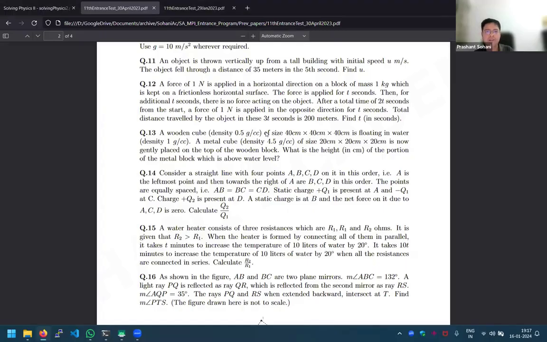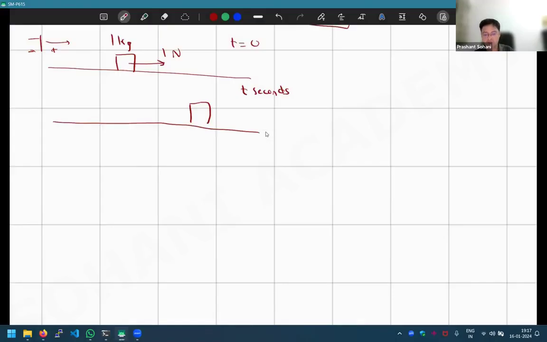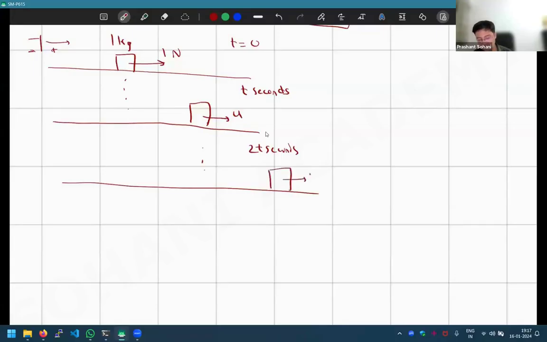Then for additional t seconds, there is no force acting on the object. During the first period, the object is going to gather some velocity, so at this point it will have some velocity u, let us say. Now when the time is 2t, the clock will say 2t seconds. For the next t seconds, the object moves without acceleration. There is no force acting, so the velocity will not change.